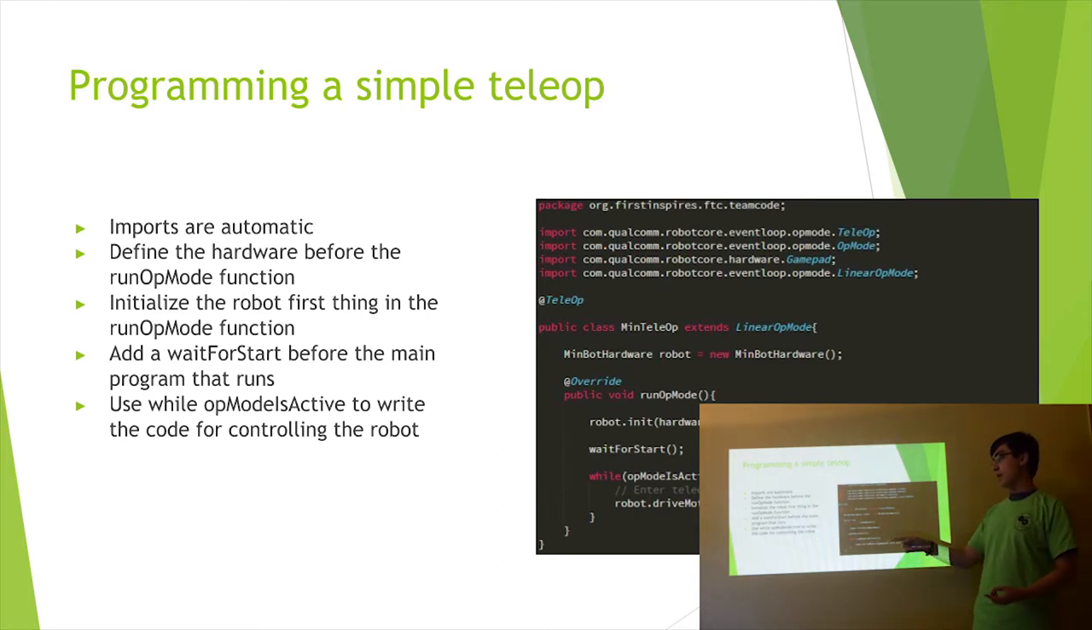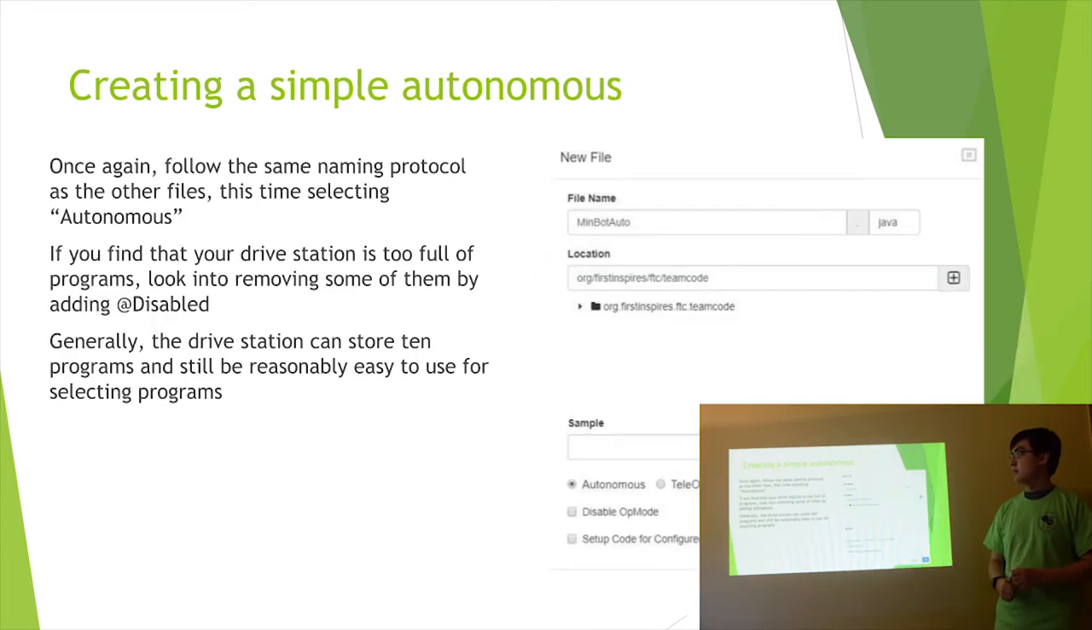And then you do while op mode is active, and then all of your teleop code. Ours just does the simple set drive motors to be the left and right sticks. But all of your inputs that you want for teleop are going to be in that while loop, and that way it'll properly stop when you press the stop button.